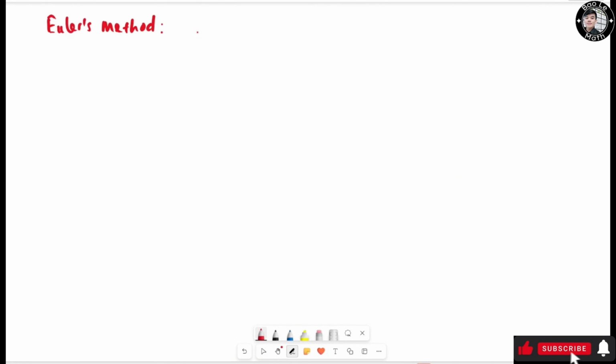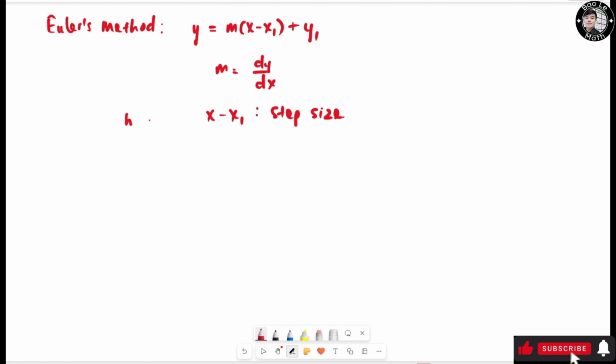Alright, so we're going to use the point-slope form of the equation of a tangent line: y equals m times (x minus x1) plus y1, where m equals dy over dx and x minus x1 is the step size. Sometimes we name the step size h or delta x. y1 is the value of y at the first term.